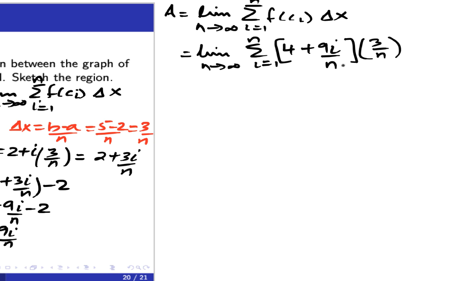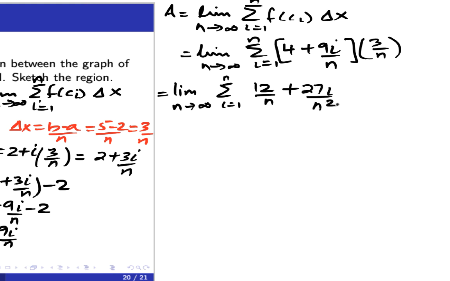A suggestion, guys, when you are trying to do these problems, first try to make your algebra to the easiest form you can. So I will actually distribute my 3 over n before I do the summation rules. So this is what? Limit n tends to infinity, summation i varies from 1 to n. So it's going to be what? 12 over n plus 27i over n squared.